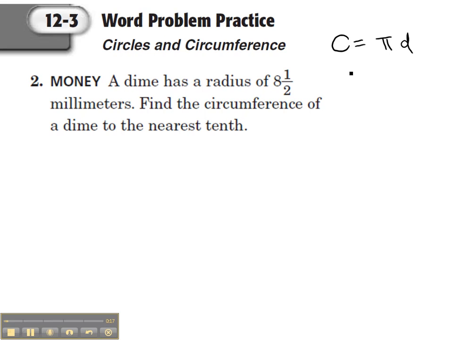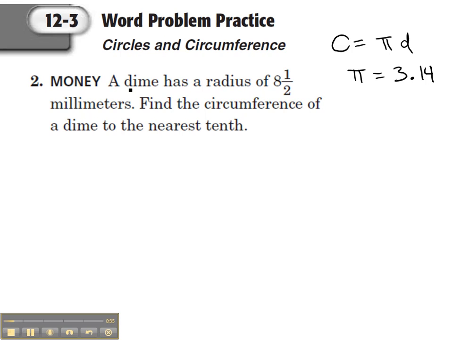Pi times the diameter, and for pi we're going to approximate by using 3.14. Actually, when we approximate we use 3, but pi goes on forever, so even 3.14 is an approximation. We're rounding to the nearest hundredth in this case.